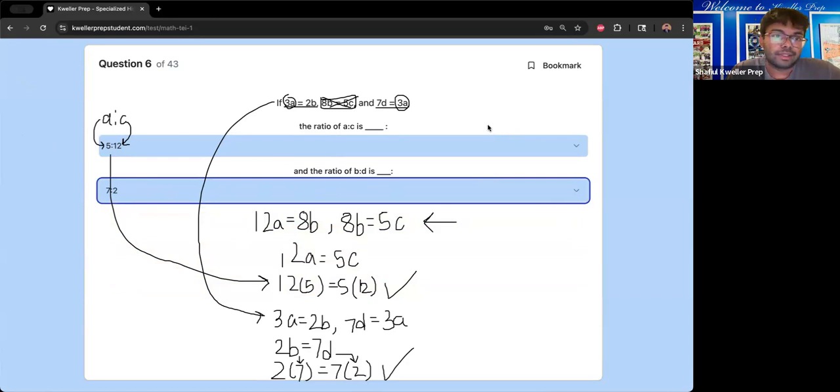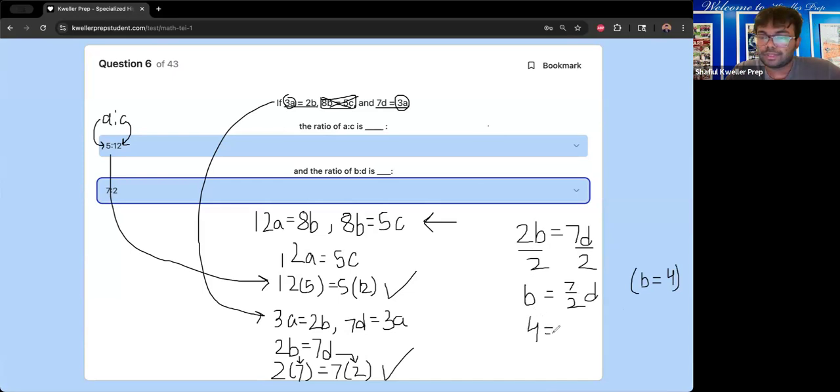Someone said, I don't get why. Again, the idea here is we're setting a ratio from equaling b to d. Let's take the 2b equals 7d. If we divide by 2, we're solving for b is equal to 7 over 2 d. That means whatever my b value is, I have to multiply the other side by 7 over 2 to get our d value. We can plug in any value. Let's say b is equal to 4. 4 is equal to 7 over 2 d.